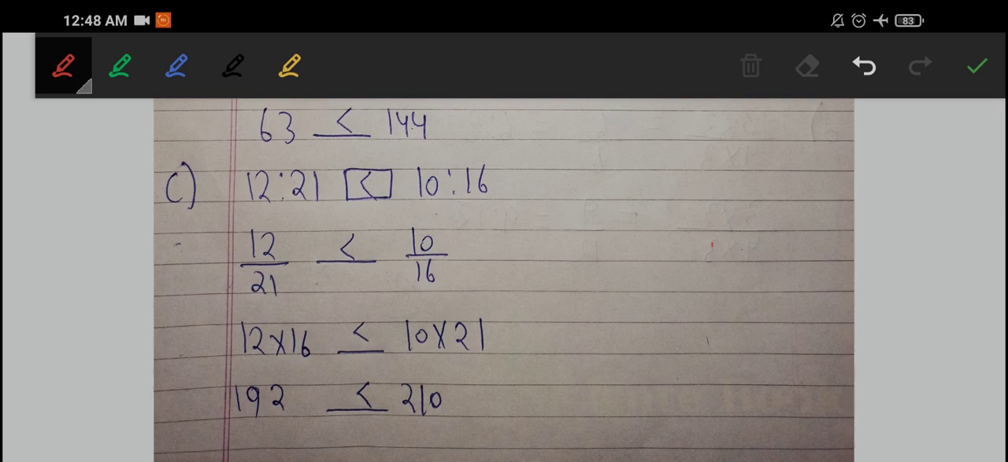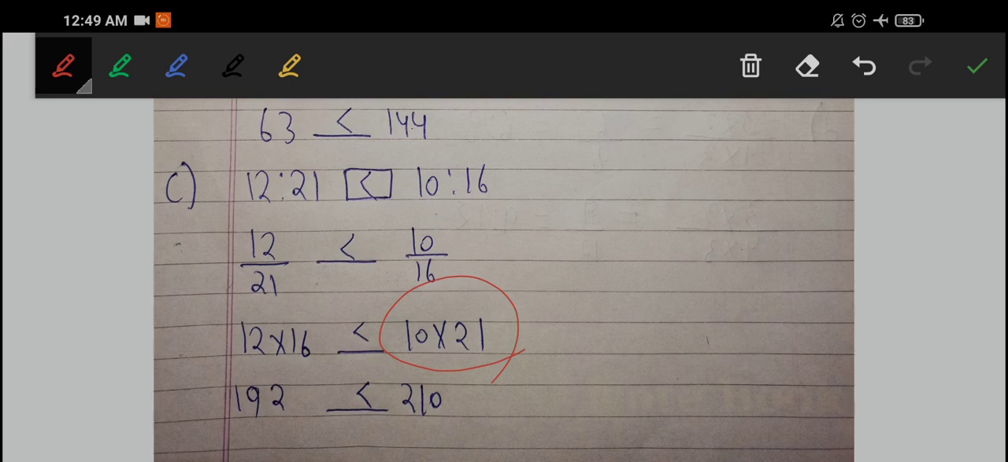Now students, in the next part, that is C part, we are provided with two ratios. First is 12 ratio 21, and then second is 10 ratio 16. So again we will write both the ratios in fractional forms and then dash sign. Now we will do cross multiplication. This means that 12 will be multiplied by 16 and 10 will be multiplied by 21.